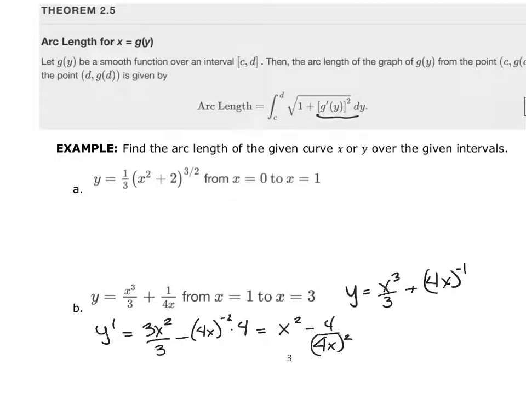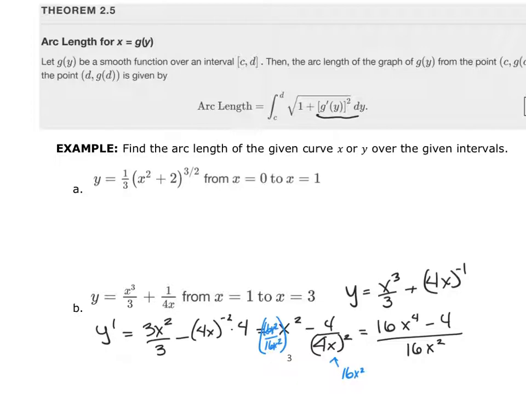Now, what I'm going to do is make this a single fraction because I'm going to have to do the integration. I'm going to have to square this lovely. So I'm just going to rewrite this as 16x to the 4th minus 4 all over 16x squared. What I did there is I know that this is going to be 16x squared, so I multiplied this by 16x squared, the numerator and the denominator. So that's why it's 16x to the 4th minus 4 over 16x squared.